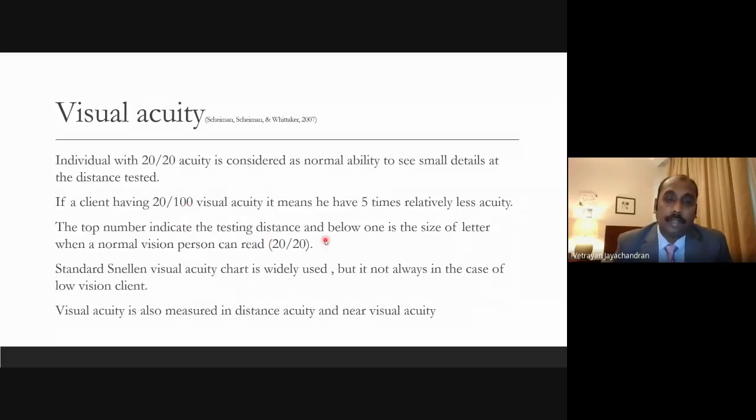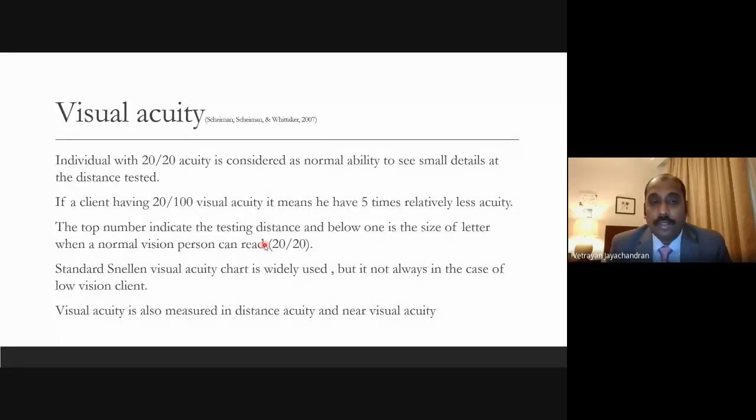So as an OT, we have to understand what these denominations like 20/100 or 20/200 mean. Then it's easy for us to give treatment to our patient. We can keep the distance of the treatment object within the particular visual acuity where the patient can see it. So understanding these denominations is very important for an occupational therapist.